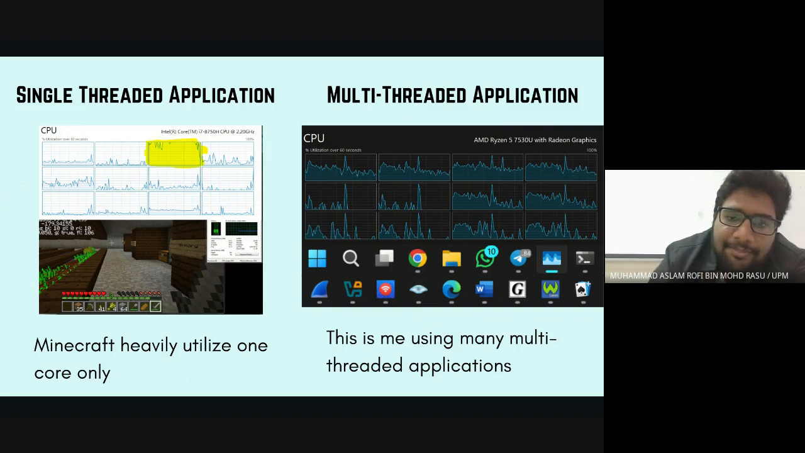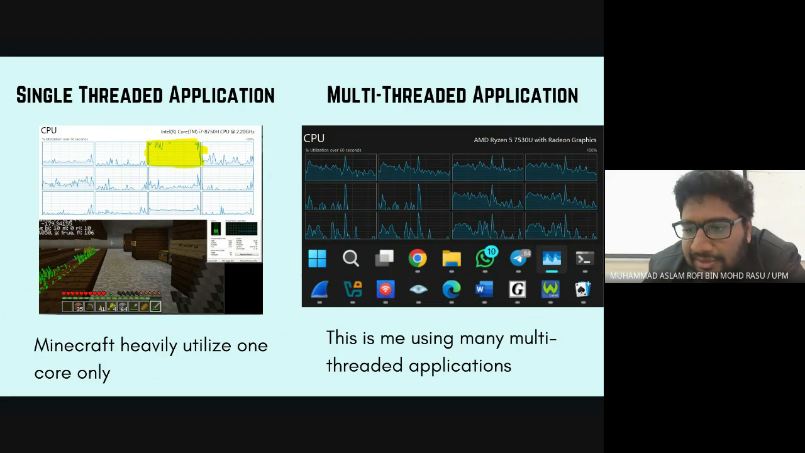Whereas in multi-threaded applications, you can see that I've opened so many applications on the right side. This is me using many multi-threaded applications, WhatsApp, Google Chrome, and everything I've opened all at once. You can see that it actually distributed the work for the CPU to load and calculate things. So that is the introduction of single and multi-threaded applications.